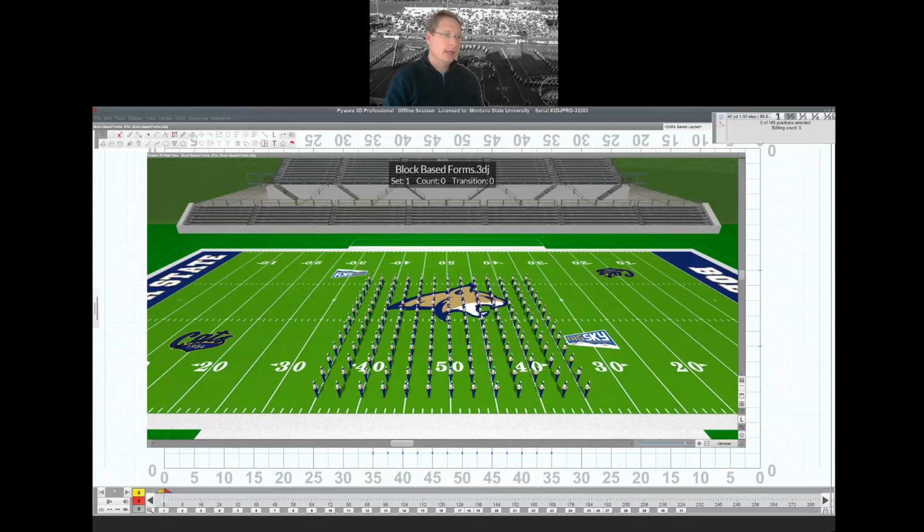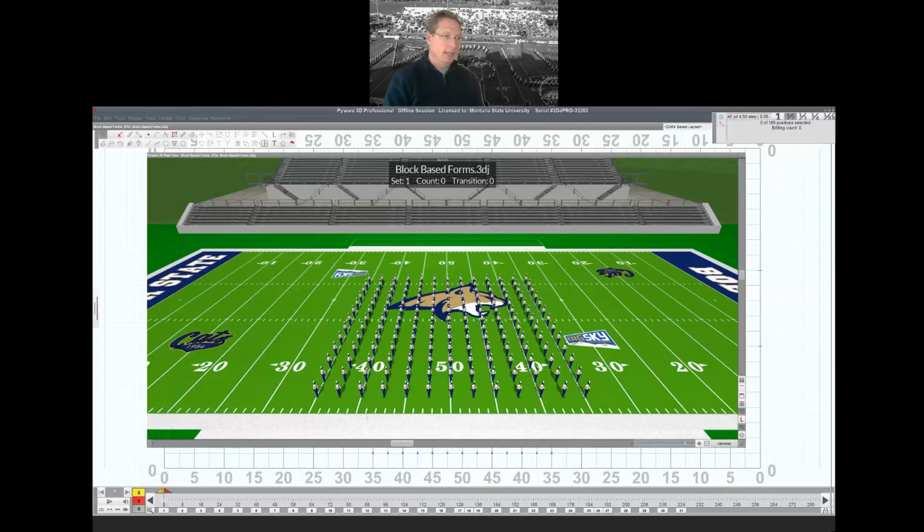And what you're seeing right here is a visualization of Bobcat Stadium here in Montana, and a nice 170 member band all perfectly lined out in what we call a block. And it's obviously why it's a block is because it's got height and width and also all filled in.